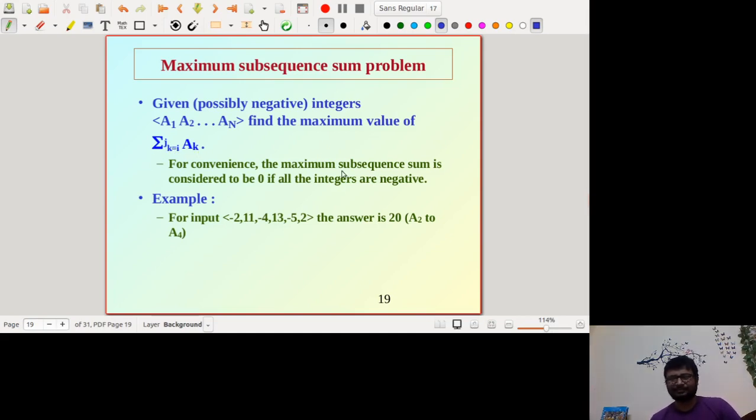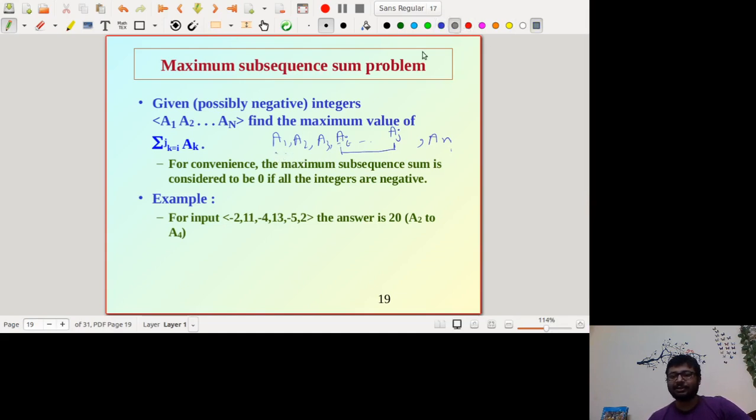So a1, a2, a3, and so on up to an, and you want to find a block where it begins at ai and ends at aj, such that the sum of everything in this block is maximum amongst all possible blocks. Now, if all the numbers are non-negative, then it's a trivial problem. This block is always your answer.